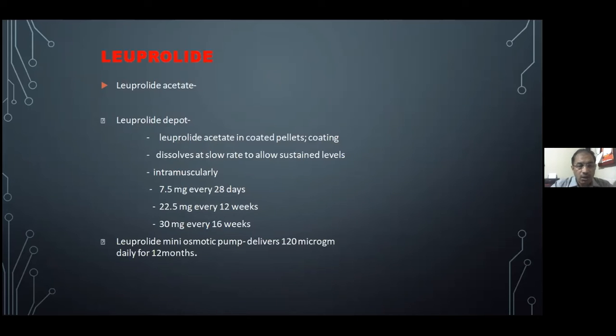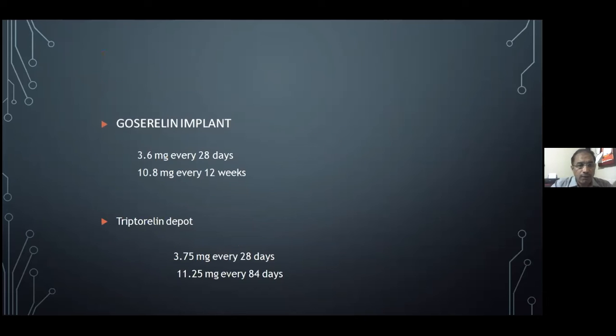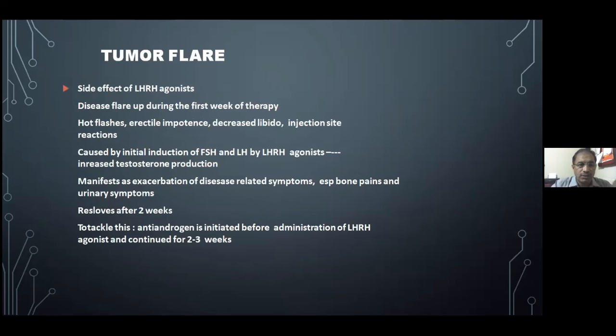Leuprolide mini osmotic pump delivers 120 microgram daily for 12 months. You do have other options: goserelin implant that can be given monthly or every 3 months. Triptorelin depot can again be every 28 days or every 84 days. These are the various options which can be used.